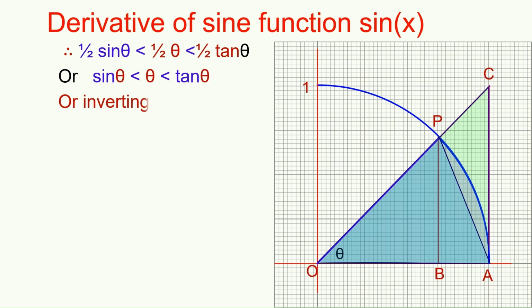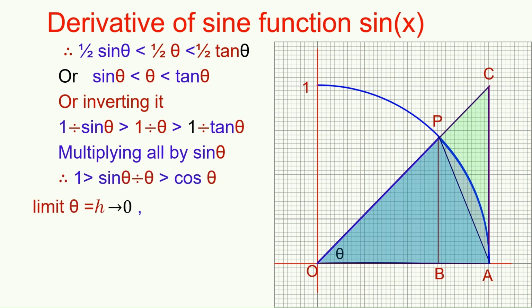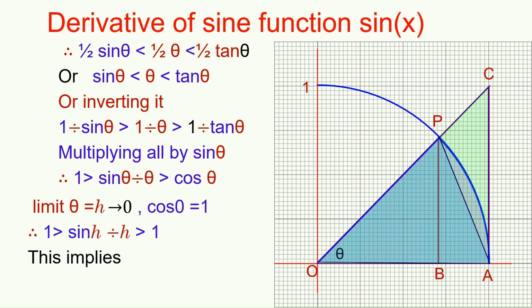Inverting the whole expression, 1 divided by sine theta more than 1 divided by theta more than 1 divided by tan theta. Multiplying all by sine theta, therefore 1 more than sine theta divided by theta more than cos theta. As theta tends to 0, cos 0 is equal to 1. Therefore 1 is more than sine h divided by h, which is more than 1. This implies that as h tends to 0, sine h divided by h equals 1.